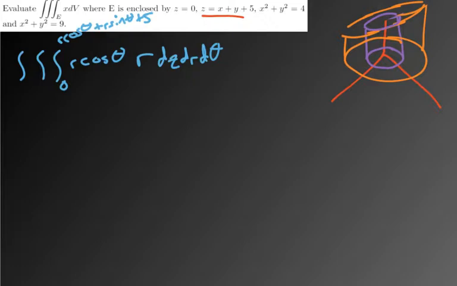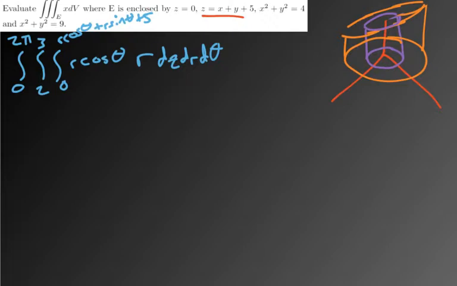And then r goes from 2 to 3, right? Because it's the radiuses of those circles. So 2 out to purple, 3 out to orange. And then we need to go a full 2 pi. Right? We're going all the way around the cylinder.